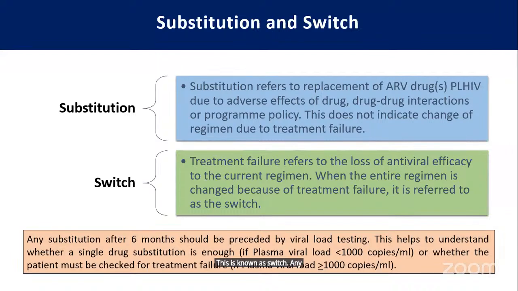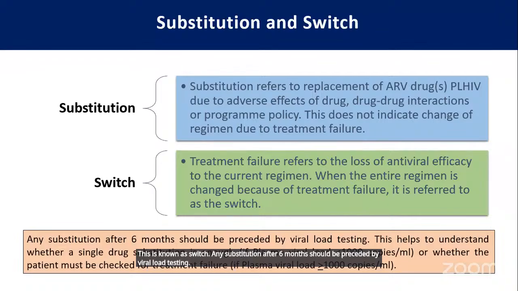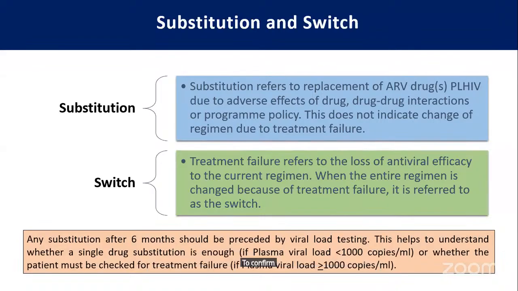Any substitution after 6 months should be preceded by viral load testing to confirm that the patient is virologically suppressed. This helps to understand whether a single drug substitution is enough, if the viral load is less than 1,000 copies, or whether the patient must be checked for treatment failure if the viral load is greater than or equal to 1,000 copies.